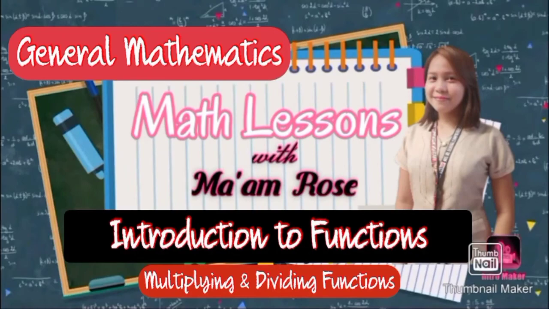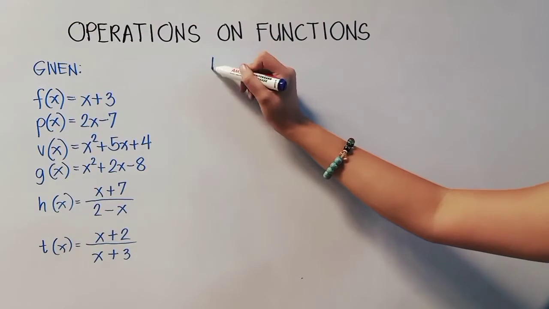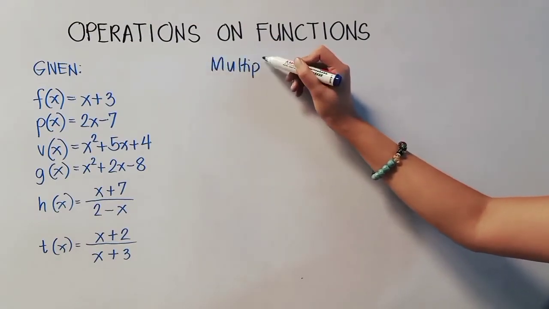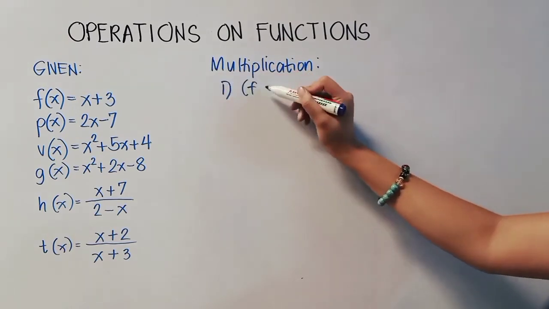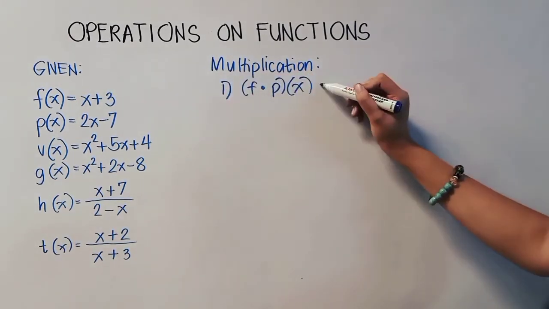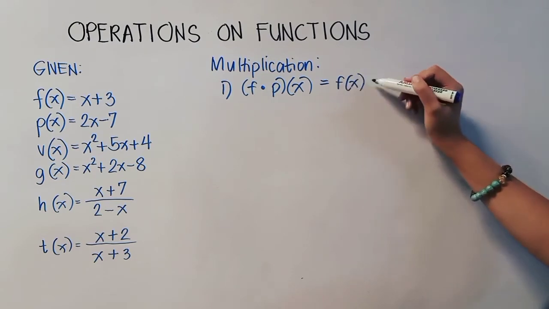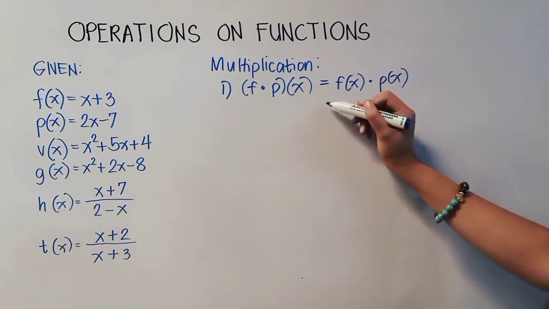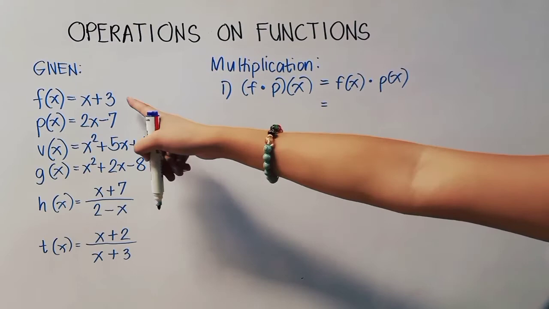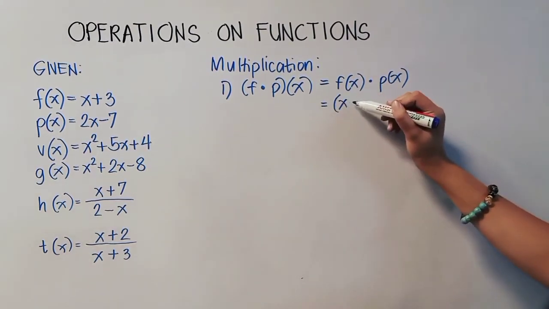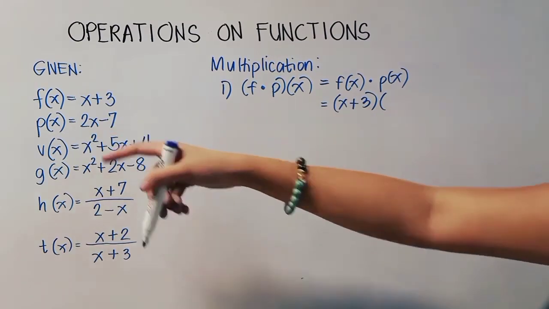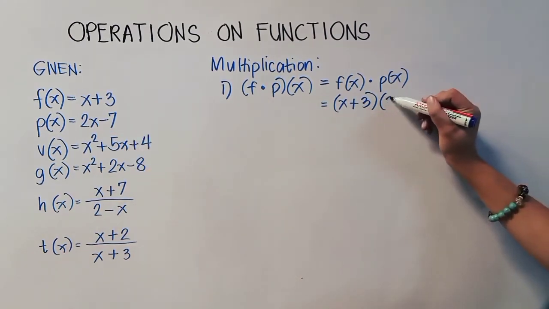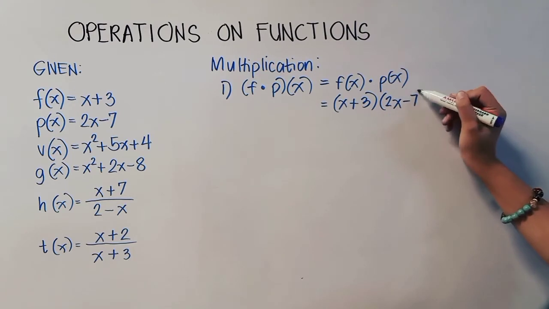Hello everyone! We are now on multiplying and dividing functions. Let us start with multiplication. Number 1. So we can write that one as f of x multiplied to p of x. Again, looking at our given here, we will only substitute f of x is equal to x plus 3, p of x is equal to 2x minus 7.